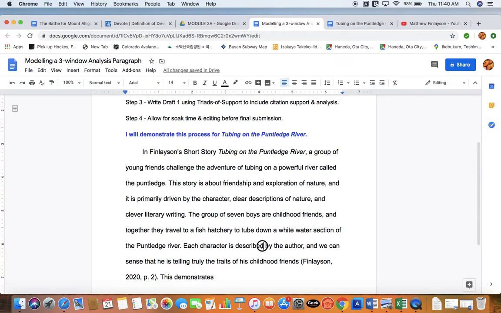Now notice again, we've got the past tense for the signal verb in our paraphrase. We've got the author's name, date, and then page number, so everything's fine within our non-integral citation. But then in my next sentence, which is going to be my analysis sentence in the triad format, I switch to the present tense, and that's to help my reader know that was from the story, this is what I think about it.